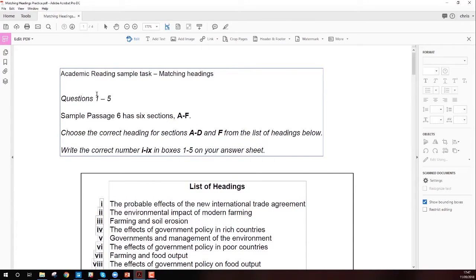Read this carefully. Questions 1 to 5. Sample page passage 6 has 6 sections, A to F. Choose the correct heading for sections A to D and F from the list of headings below. So this is very important. What does this tell you? A, B, C, D, E, F. E is missing. Okay? So they're not trying to trick you, they're actually trying to help you.